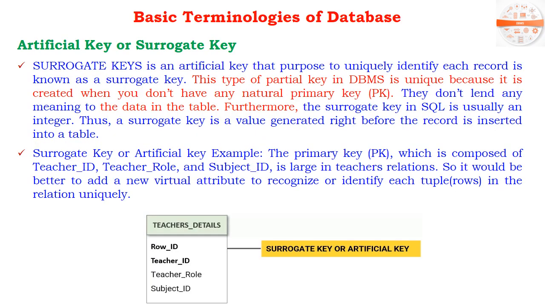Artificial key. What is the purpose? To uniquely identify each record. This type of key in the DBMS is used because it is created when you don't have any natural primary key. For example, the primary key, which is composed of teacher ID, teacher role, subject ID, is large in the teacher relation. So it would be better to add a new virtual attribute to recognize or identify each tuple in the relation uniquely.